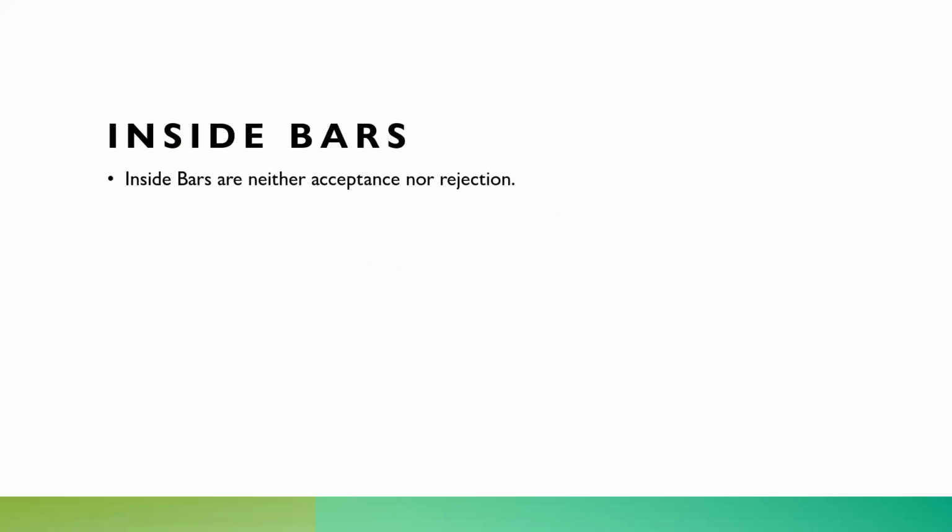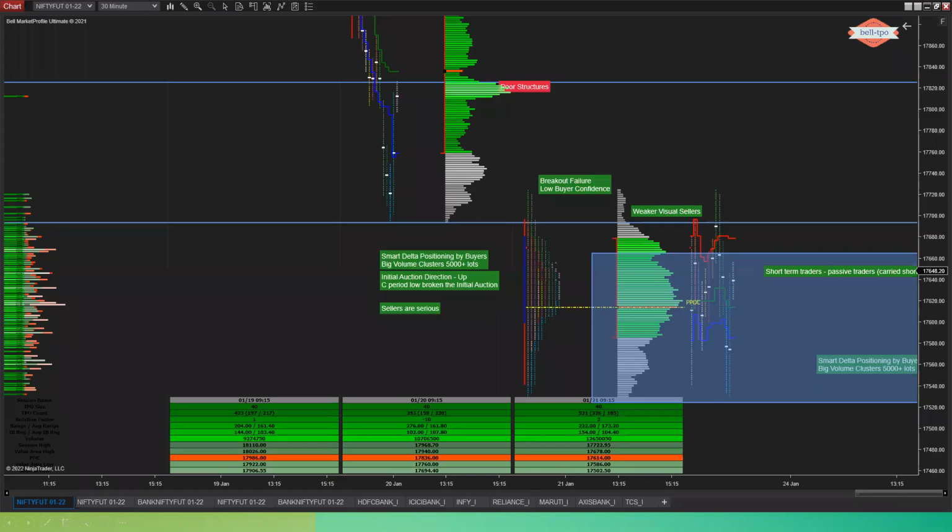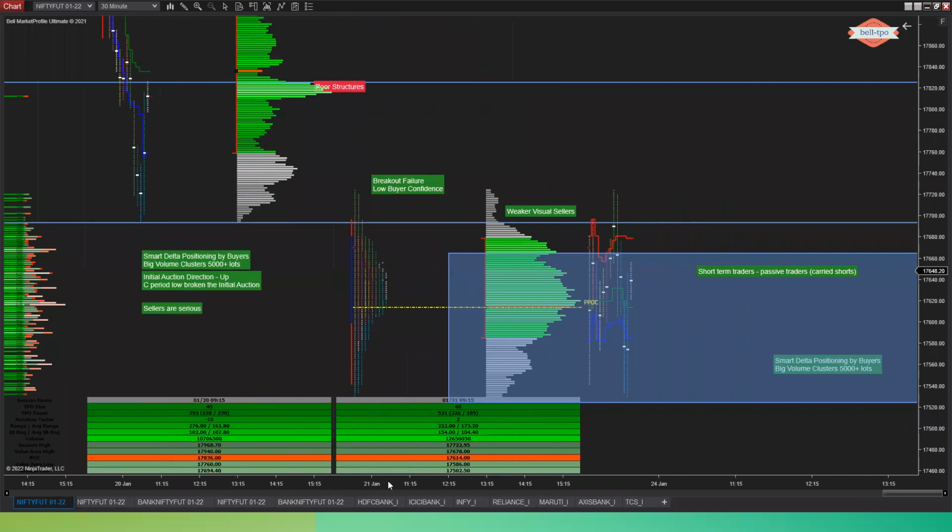Inside bars are neither acceptance nor rejection. There is one more important topic I would like to talk about: market profile and volume profile. Market profile is more of a price action based price distribution. Next to that, we'll be seeing a histogram, which is nothing but the volume profile.